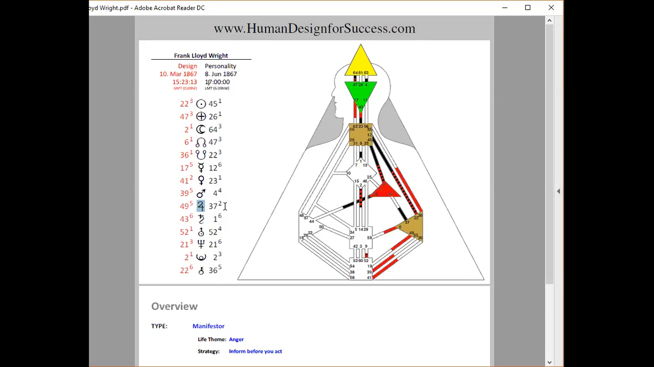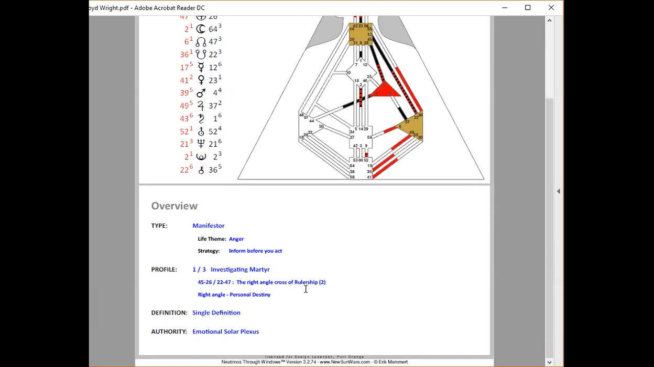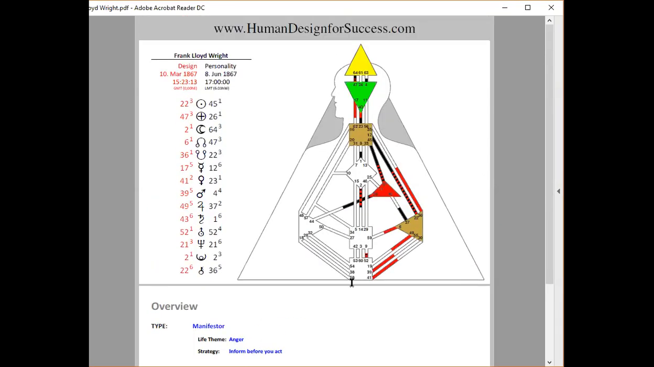So now let's turn briefly to his incarnation cross. Now in a reading, I would look at all four of these gate energies specifically, and then also the incarnation cross itself. And as we see here, the name of his cross is the right angle cross of rulership. And in his case, it really meant that he was a natural leader, that he had an inspiring mindset for leading people into creative new possibilities.